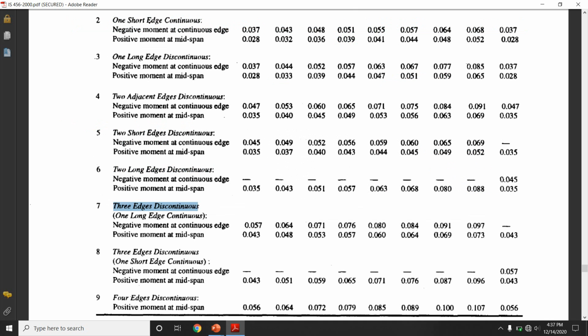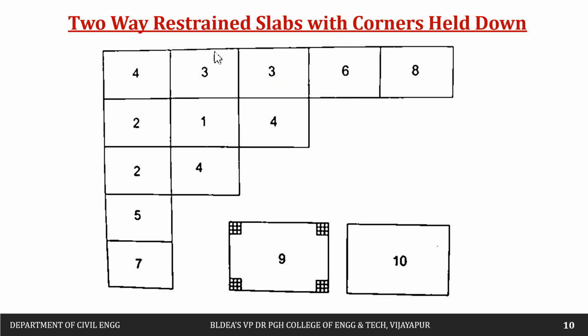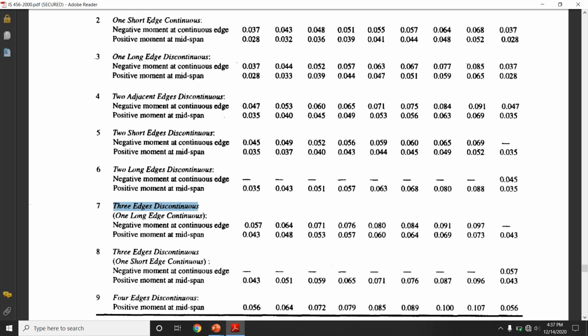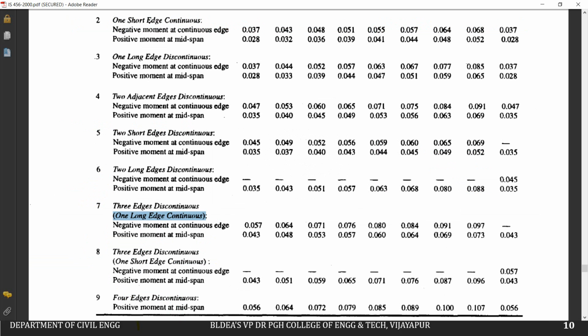Then next is three edges discontinuous. Here you can see slab number 7. This side is discontinuous, this also, and this also. Three sides are discontinuous, and one side we have a continuous slab. In that, one long edge is continuous. So here this is the long edge that is continuous, and three short edges are discontinuous.